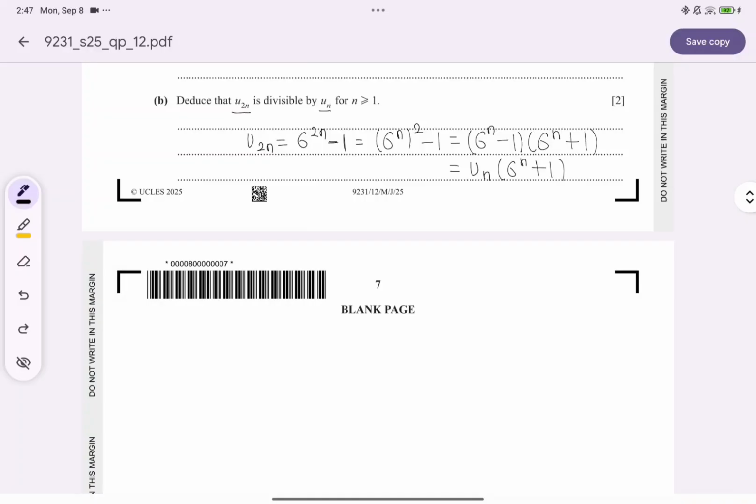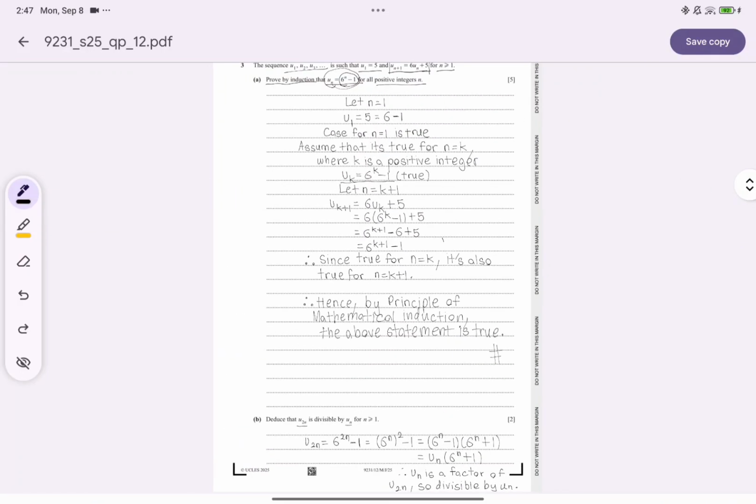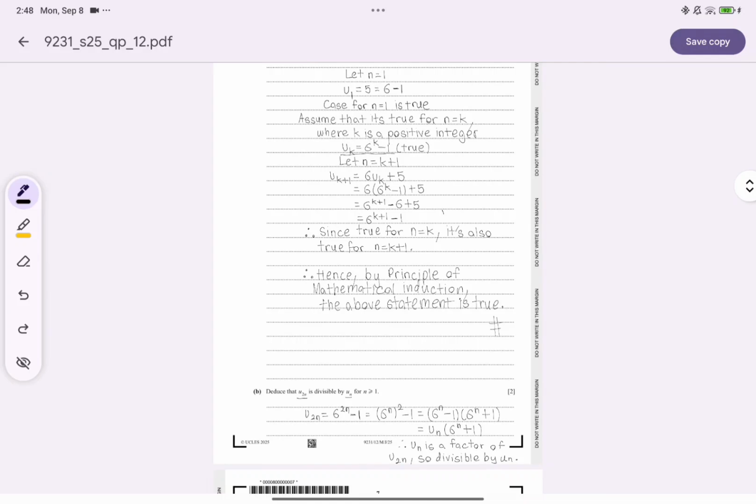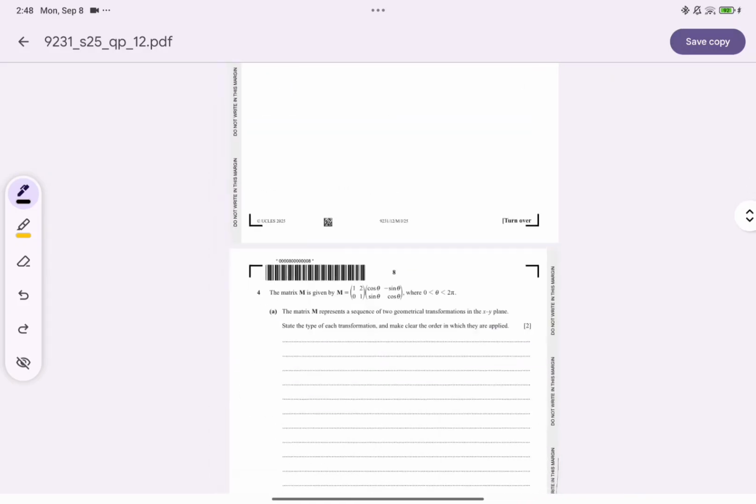And then from this, you can obviously see that u_2n is divisible by u_n, because u_n is a factor of this. So u_n is a factor of u_2n, so it is divisible by u_n. Okay, so this is our final answer for this part, and we're done with this question. Let's head on to the next question.